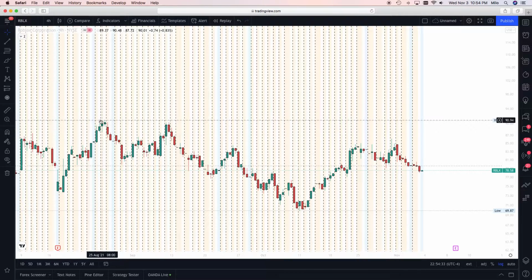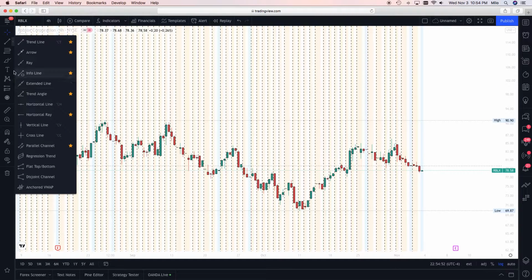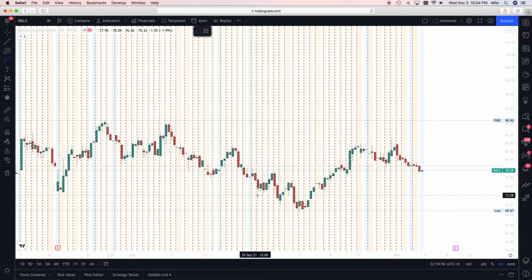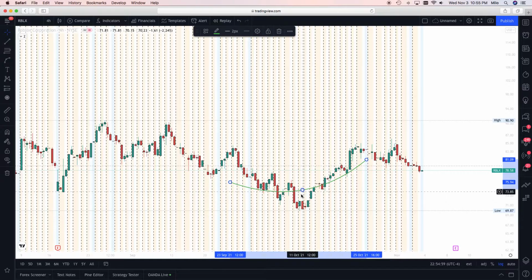All right, let's take a look at this Roblox chart here on the 4 hour time frame. I was in a Discord room and someone asked me to take a look at it because they thought they spotted a cup and handle here. I'll go ahead and outline what they thought they spotted, which this could be a cup and handle right here.